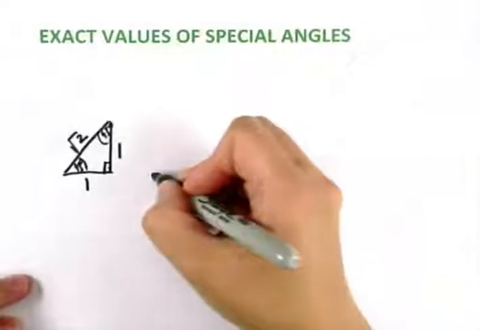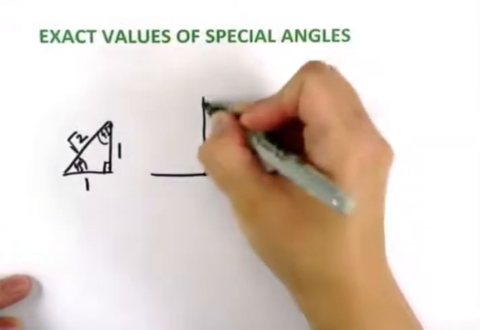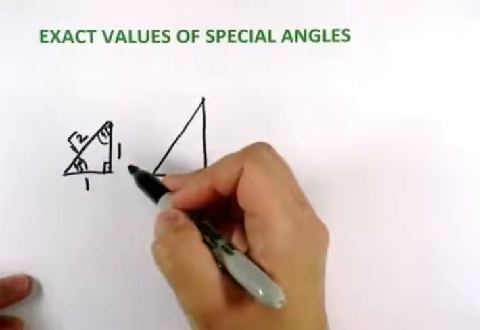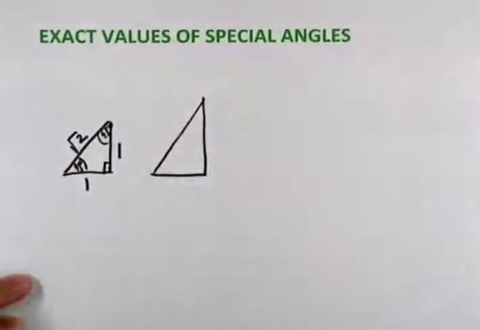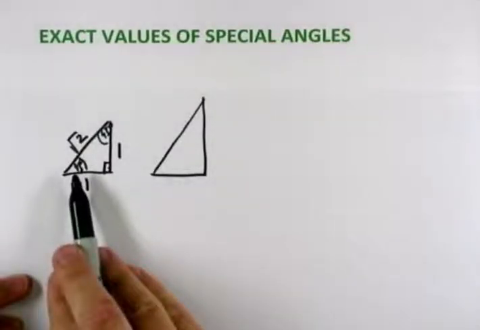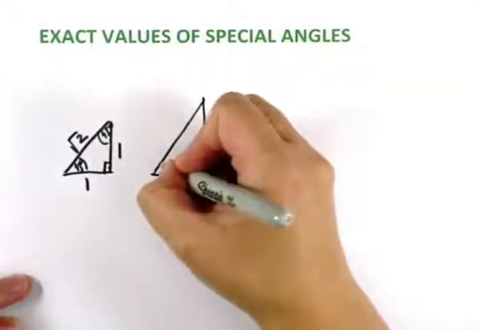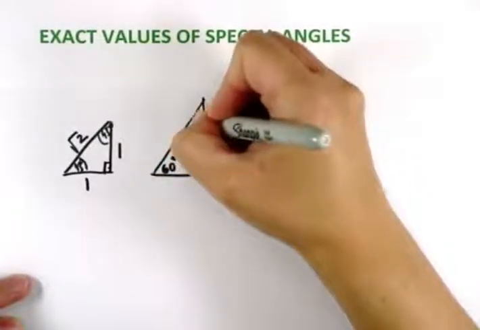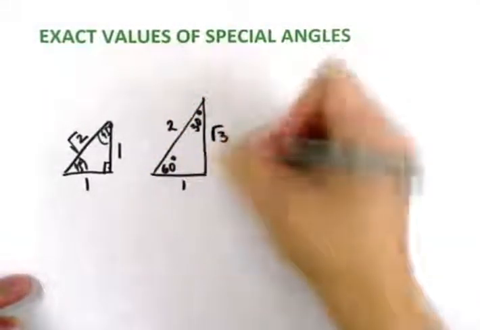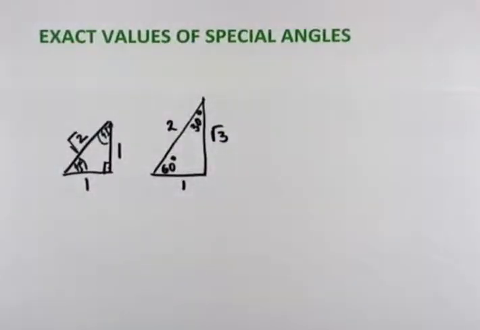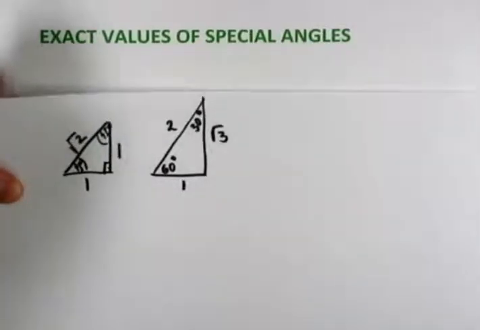Or you can use the triangle, and then you have sine as opposite over hypotenuse, and cosine as adjacent over hypotenuse, and so on. So we have this for 45 degrees, and then we can have this for 60 degrees and 30 degrees, where the sides are 1, 2, and root 3. If you know how to use it, you can use those, or you can use the unit circle, or I use the chart, and I'm going to show you the way I remember them.